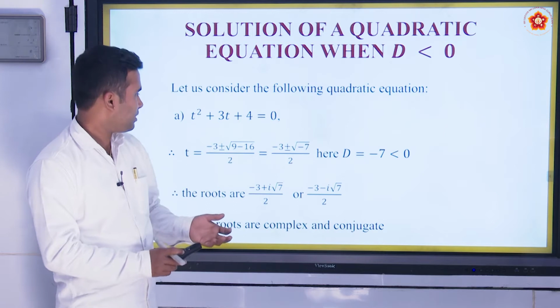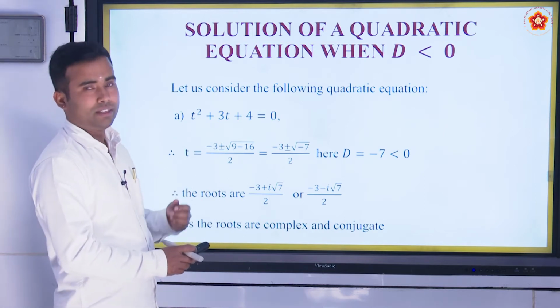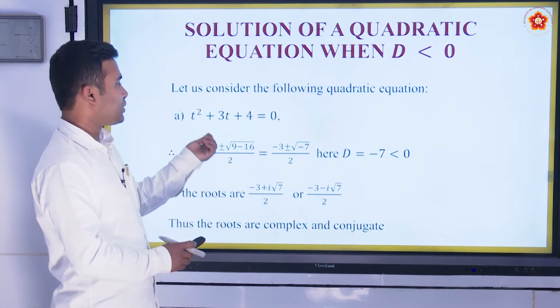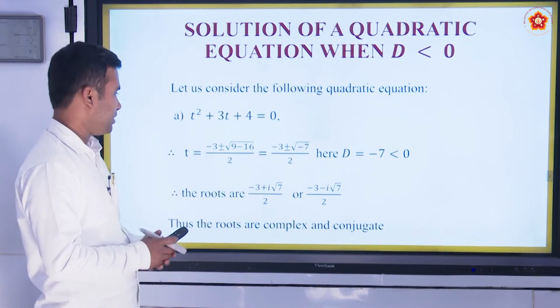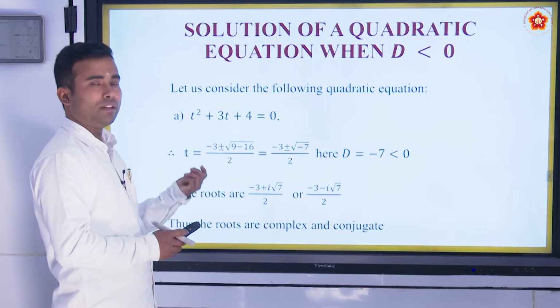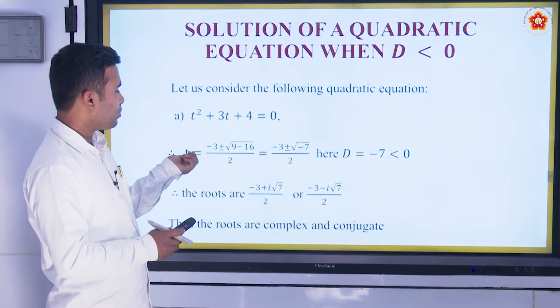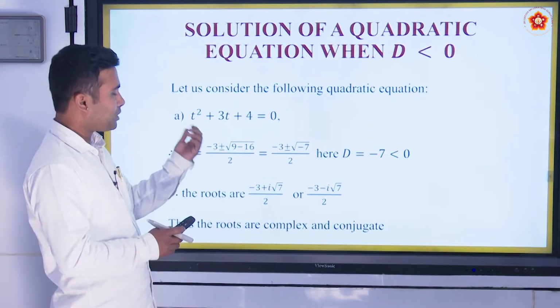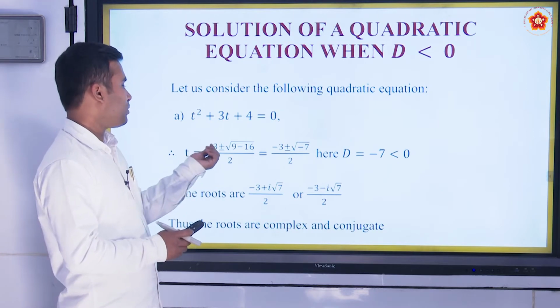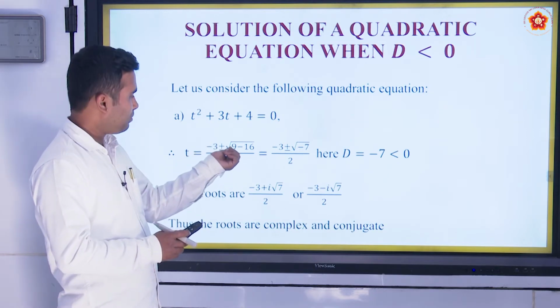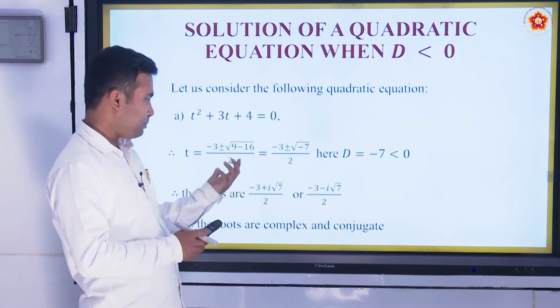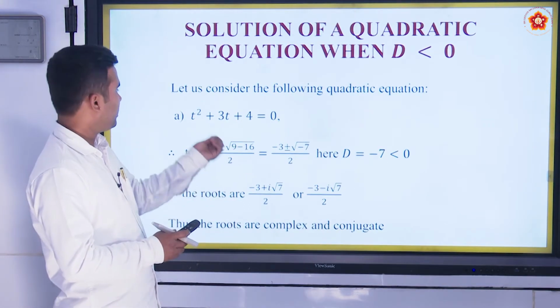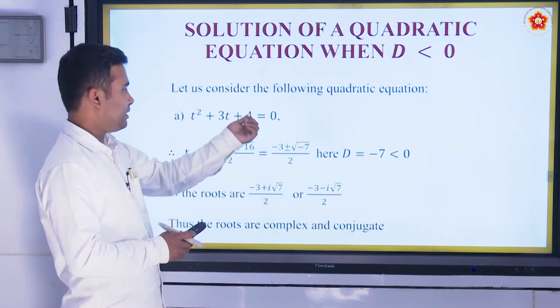So, let us consider a quadratic equation in t, say t square plus 3t plus 4 is equal to 0, which we can solve by using the quadratic formula. t is equal to minus 3 plus or minus root of b square, that is 3 square minus 4ac, 4 into 4 will be 16, by 2a. Here a is 1, b is 3 and c is 4.